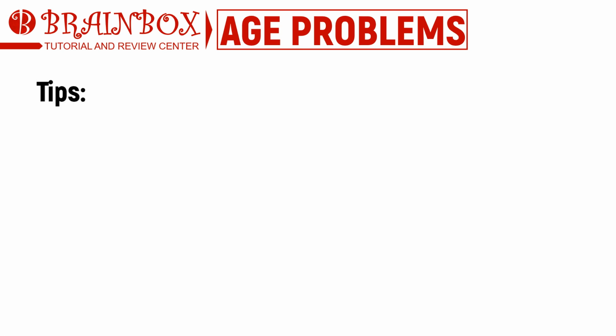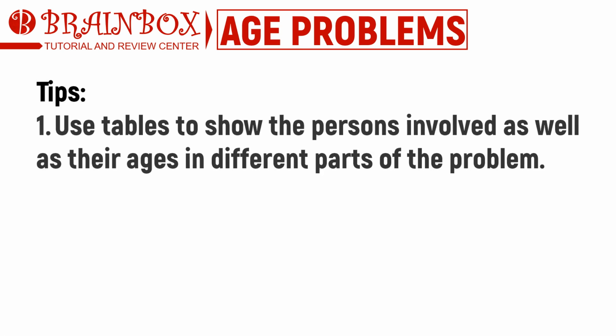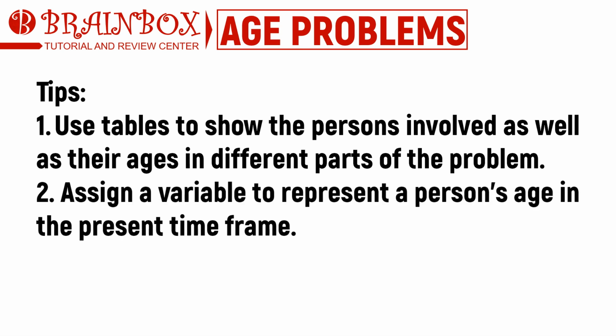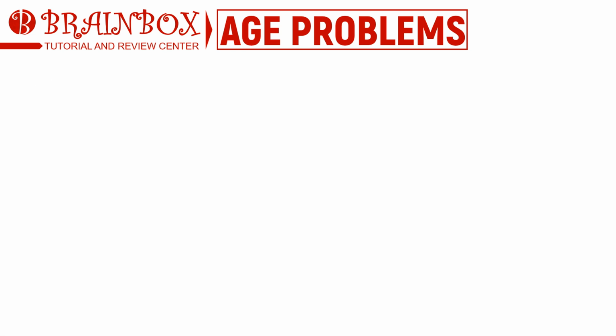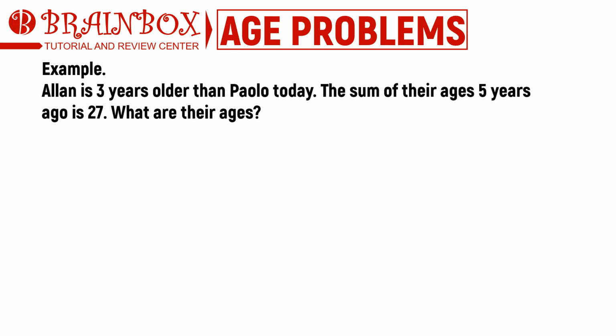We have tips and tricks to approach these problems. First, we will use tables to show the persons involved as well as their ages in different parts of the problem. Second, we will assign a variable to represent a person's age in the present time frame. And lastly, we will use the first letter of the names of the people involved as the variable to avoid confusion. And with these, age problems will just be a breeze to you. Now let's apply these in this example.